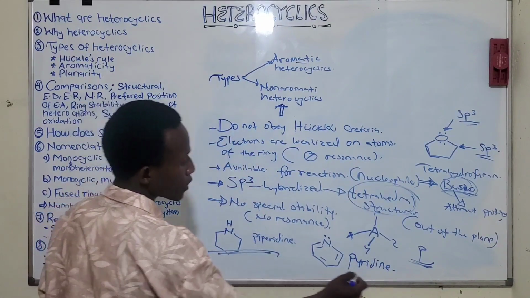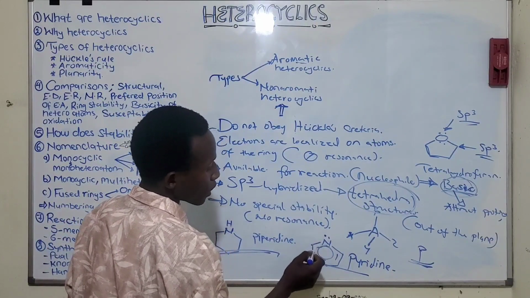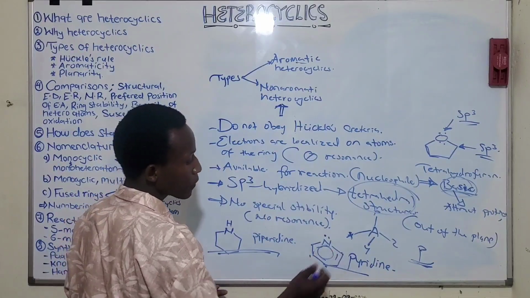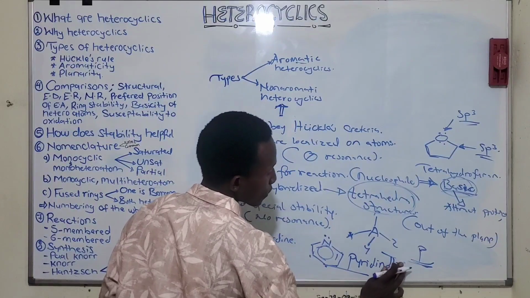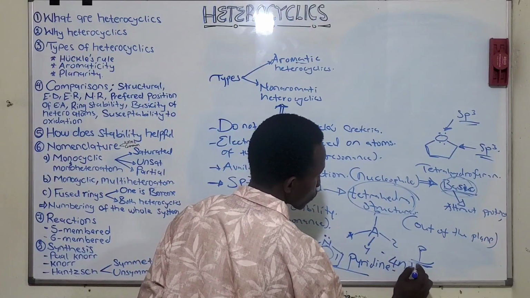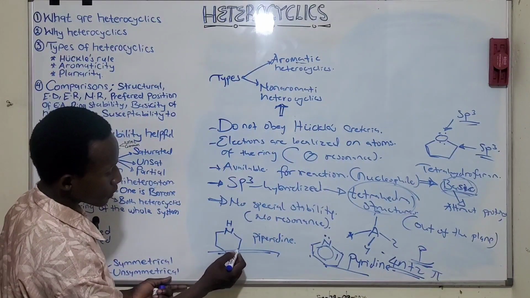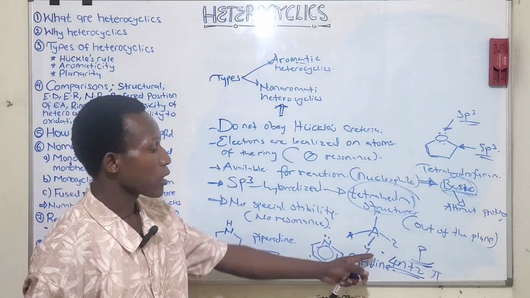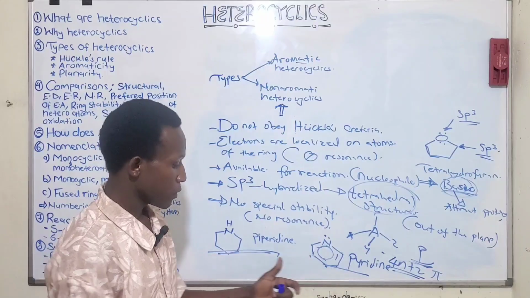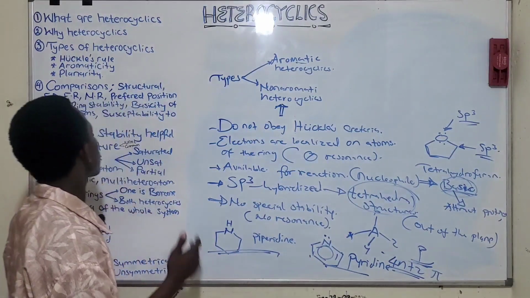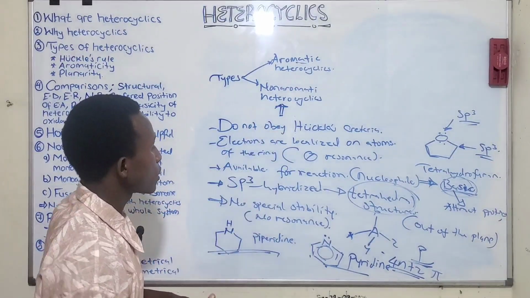This is non-aromatic, but this is aromatic because it has resonance and the atoms lie on the plane. Also it has 4n plus 2 pi electrons. Now this one does not obey Hückel's rule, but this one obeys Hückel's rule. We shall explain more and more as we go through that topic. So these are non-aromatic heterocyclics.